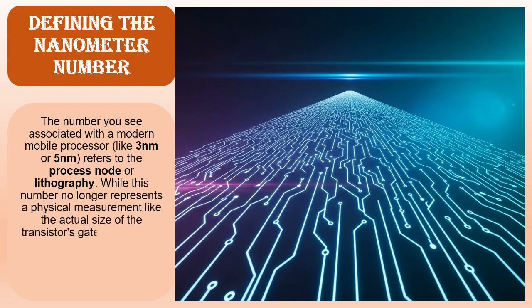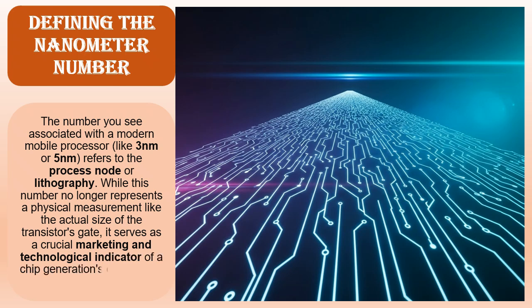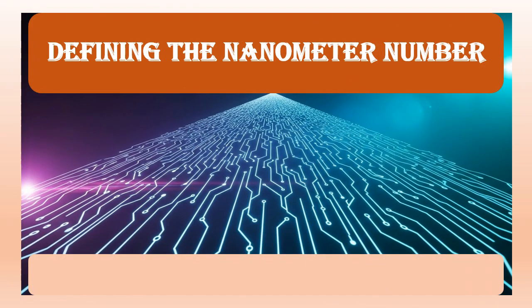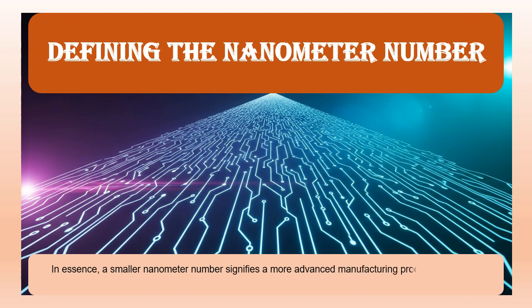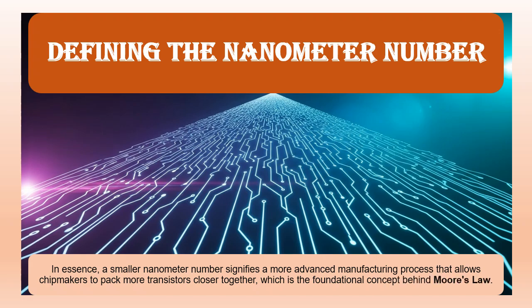While this number no longer represents a physical measurement like the actual size of the transistor's gate, it serves as a crucial marketing and technological indicator of a chip generation's density and power efficiency. In essence, a smaller nanometer number signifies a more advanced manufacturing process that allows chip makers to pack more transistors closer together, which is the foundational concept behind Moore's law.